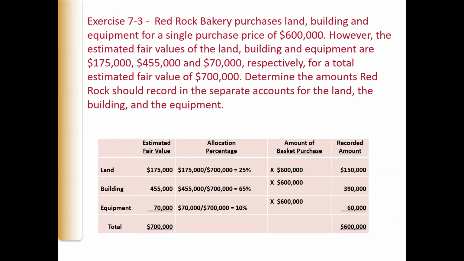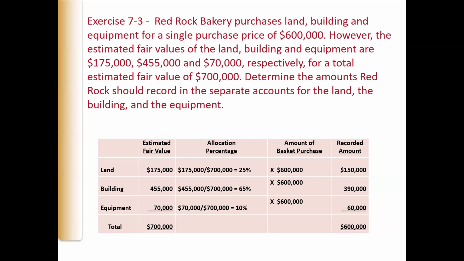So here is an example. Red Rock Bakery purchases land, building, and equipment for a single purchase price of $600,000. The estimated fair values of the land, building, and equipment are $175,000, $455,000, and $70,000 respectively, for a total estimated fair value of $700,000. Determine the amounts Red Rock should record in the separate accounts for the land, the building, and the equipment.